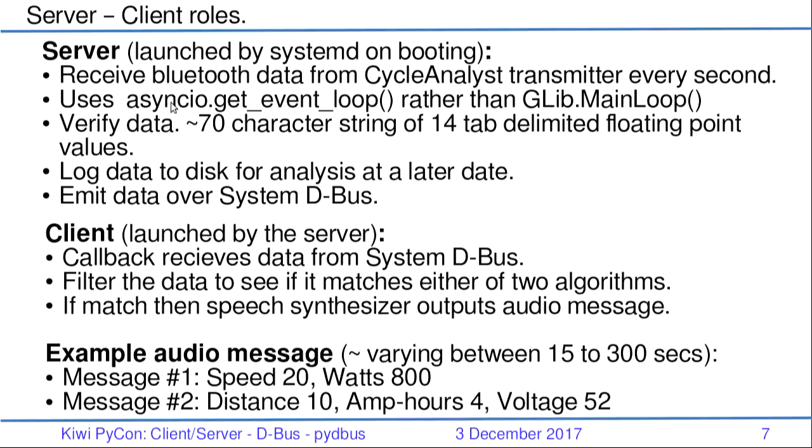I'm actually using the asyncio event loop, which is part of Python 3.5 onwards, rather than the glib main loop, to keep polling for my data coming in. I verify the data, which is 70 characters or so, and 14 tab delimited floating point values. I log the data to disk every second, and once I've verified that I've got good data, I emit the data over the system dbus.